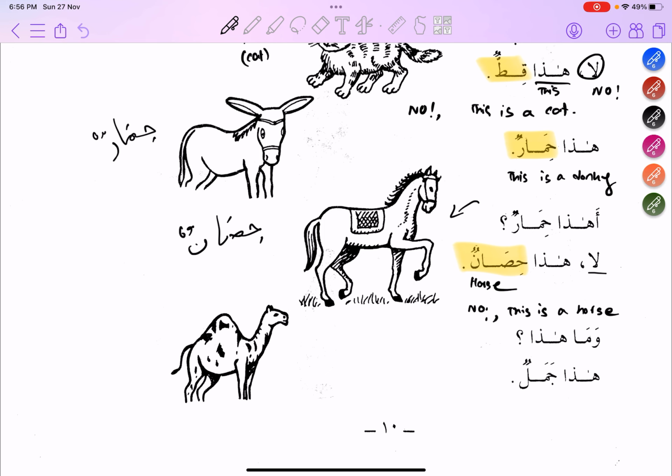وما هذا؟ We talked about wa means and, ma means what, and hada means this. So this translates: and what is this? This is a camel. هذا جملٌ. Jamal, another new word. Jamal means camel. Jamalun means camel. So this will translate as: this is a camel.